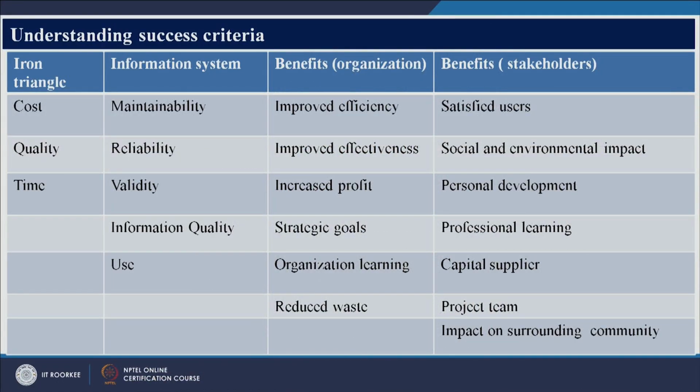So, understanding success criteria, you have got the iron triangle, you have got information system, you have got benefit to the organization and benefit to stakeholders. So, in short we will say that these are different success criteria, namely once again the iron triangle, information system, benefits to organization and benefits to stakeholders.